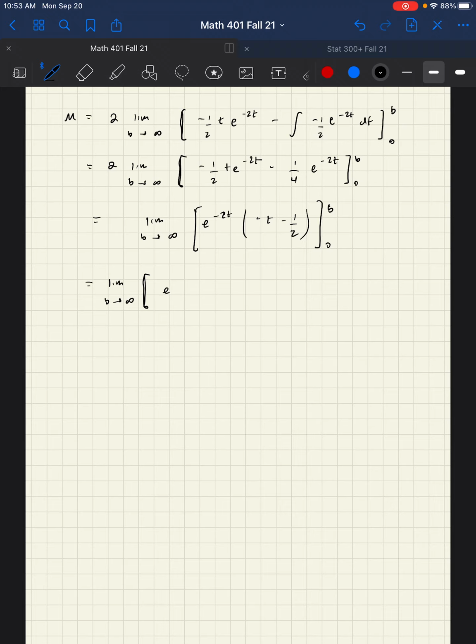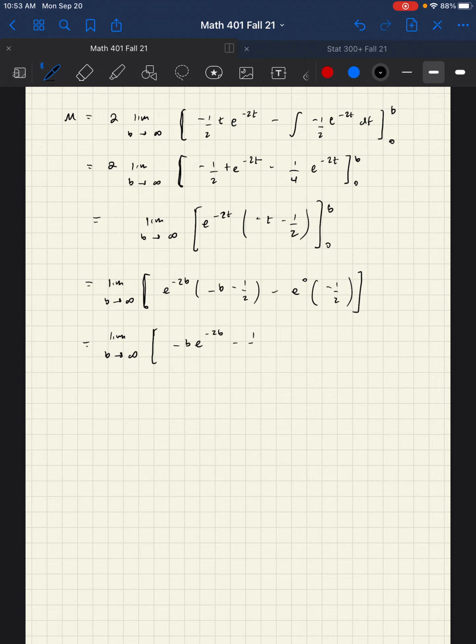Okay, then this becomes the limit as b goes to infinity of e to the negative 2b times negative b minus 1/2, minus e to the 0 times 0 minus 1/2. Okay. So where are we at? Let's distribute the e to the negative 2b.